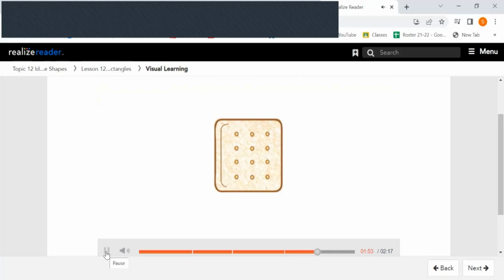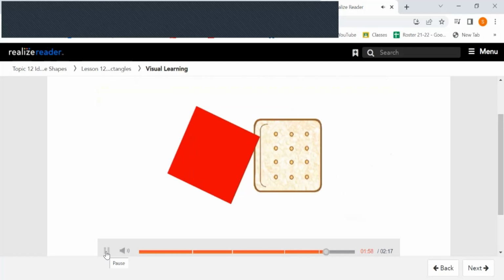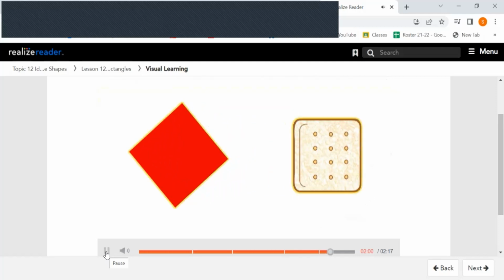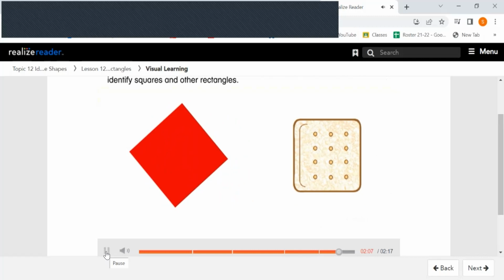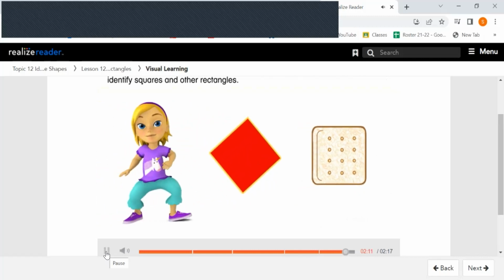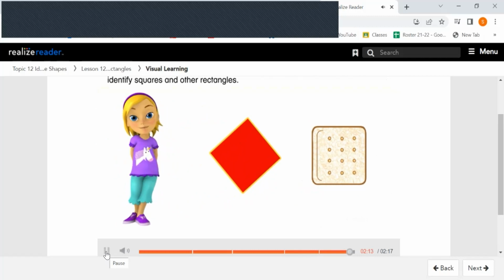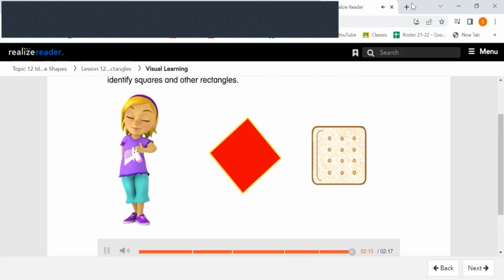What shape does this cracker have? The cracker has the shape of a square. How do you know it is a square? It has four sides and four vertices. The four sides are the same length. Now you can identify squares and other rectangles.